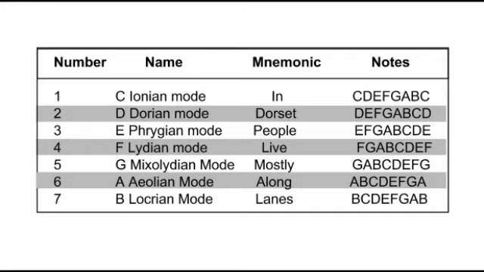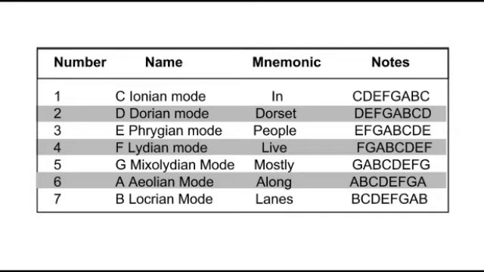And last, but by no means least, we have the B Locrian mode. You'll hear it pronounced Locrian or Locrian. I'm not quite sure which it's supposed to be, honestly. The mnemonic completes with the word lanes, L for lanes, reminding us of L for Locrian. You have to make certain it doesn't remind you of L for Lydian instead. To avoid this, I find it helps to remember that Lydian and Mixolydian come next to each other.